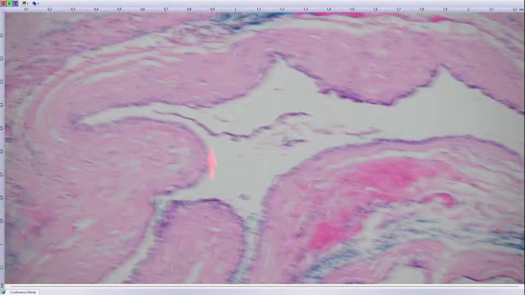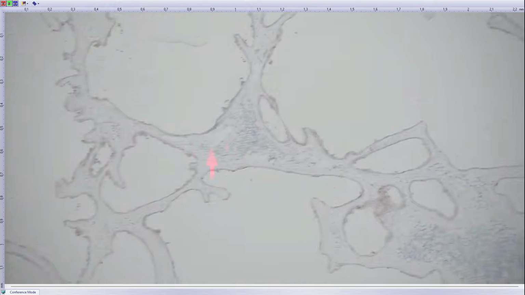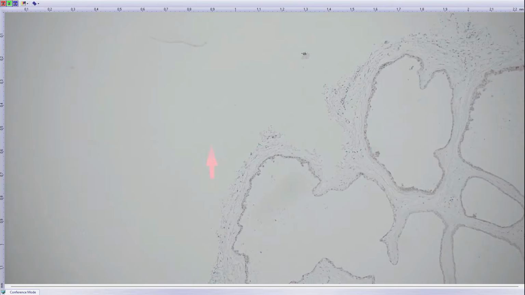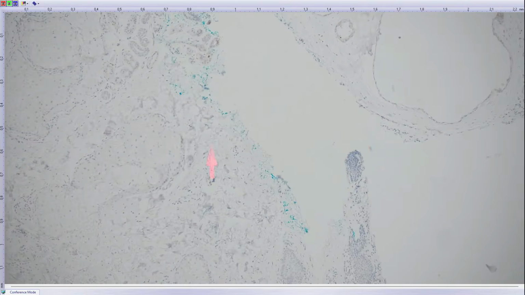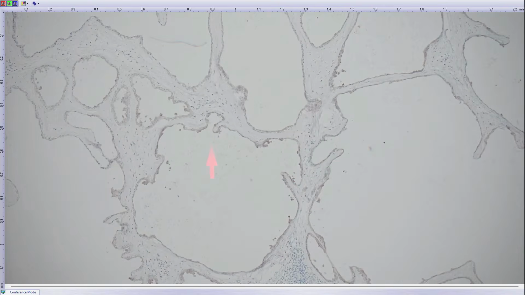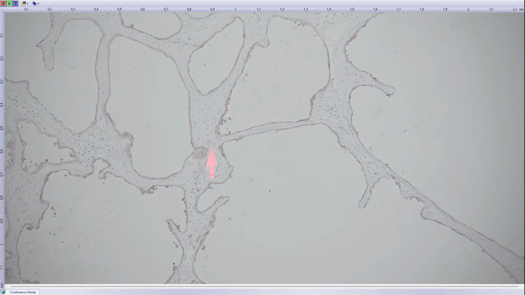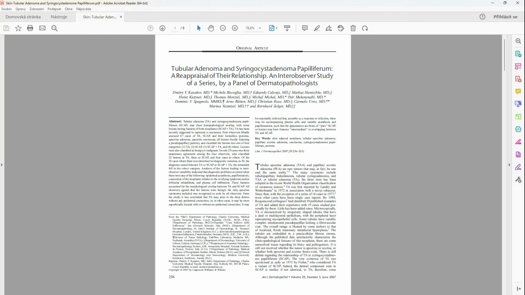And when you stain these lesions with antibody to BRAF, you usually have a positive result, because these lesions are usually BRAF mutated. And the diagnosis of that is tubular adenoma. And we published already many years ago, 15 years ago, this nice report, which is cited everywhere.